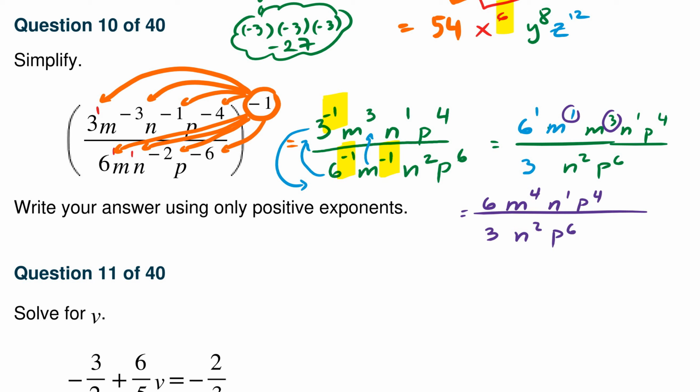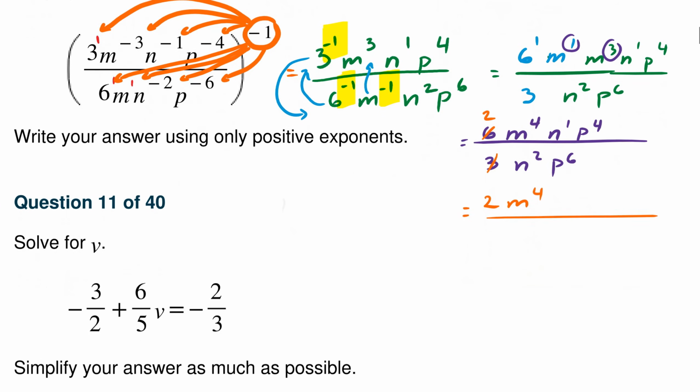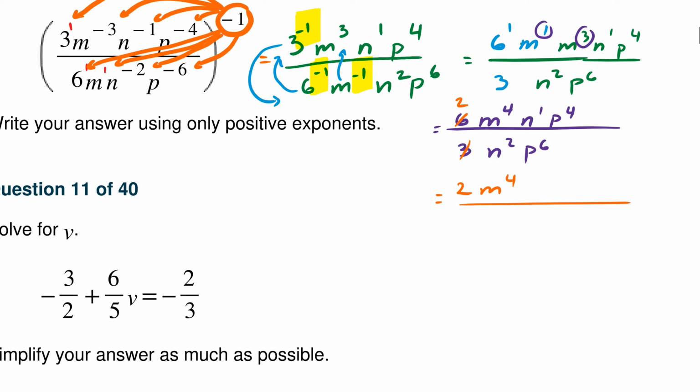Alright, our last step, we're going to simplify this. 3 goes into 6 2 times, so you have 2 on top. m to the 4 stays as m to the 4. n to the first power and n squared, so you have 2n at the bottom. I think this will be clearer by writing it down. Even though it's a little slower, you will see it more obviously.